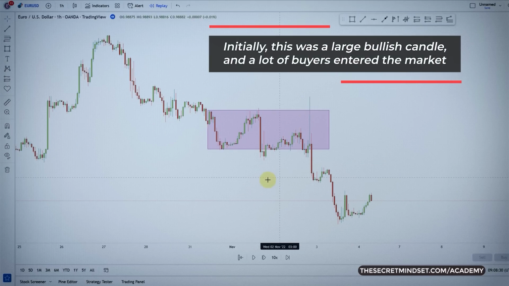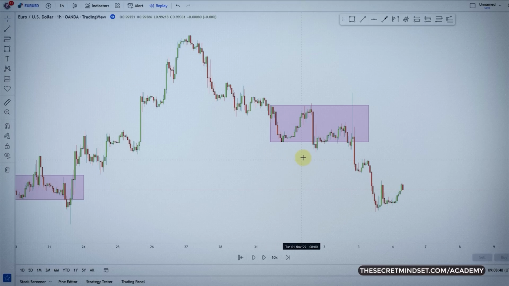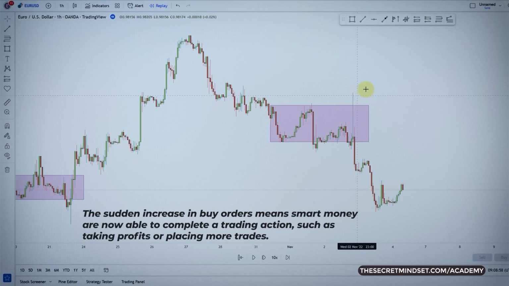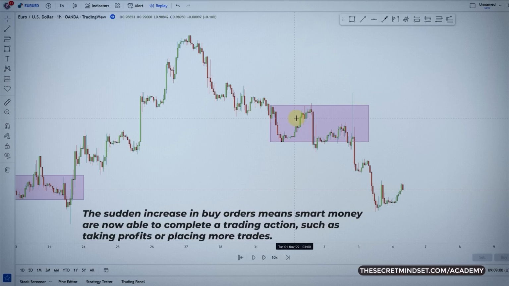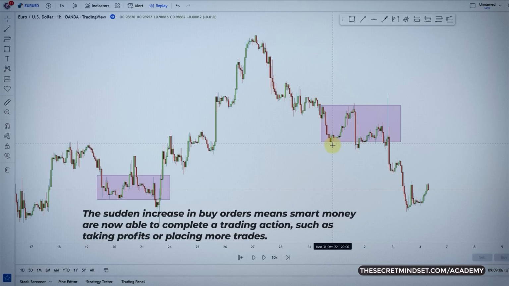Before this pin bar became a pin bar, it was actually a large range candle. And if you watched my previous video about the common market traps, you know that large range candles are the type of candles which traders will use to jump into trading positions. The price made a large up move, which seduced lots of traders into placing trades in the direction of the candle. The sudden increase in buy orders means smart money are now able to complete a trading action, such as taking profits or placing more trades.